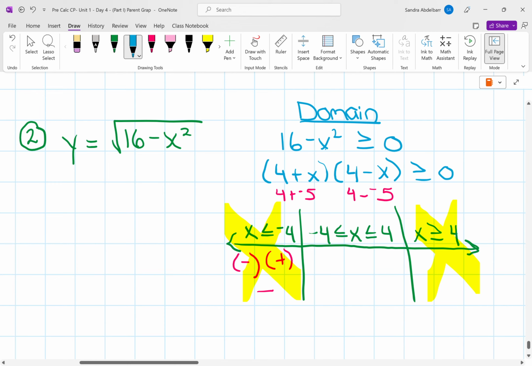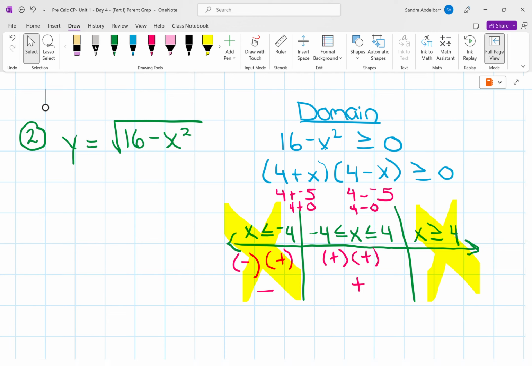The last one. Let's test the middle. I'm going to pick 0. 4 plus 0 is positive. 4 minus 0 is positive. A positive times a positive is a positive. That is our winner. So now think about domain. I'm now saying my interval is between -4 and +4. If I'm between -4 and +4, are my shooting stars going in different directions or are they going towards each other? They're going towards each other.